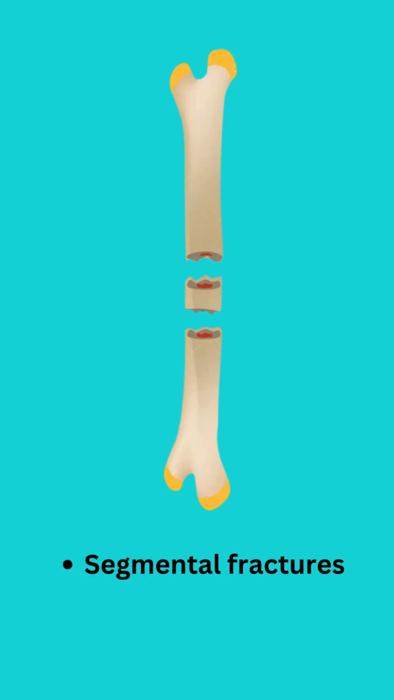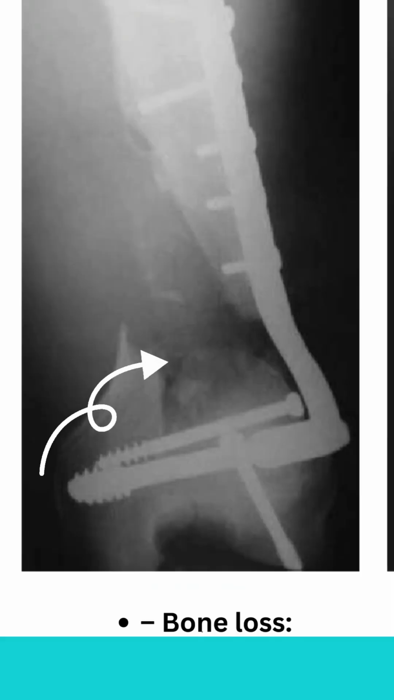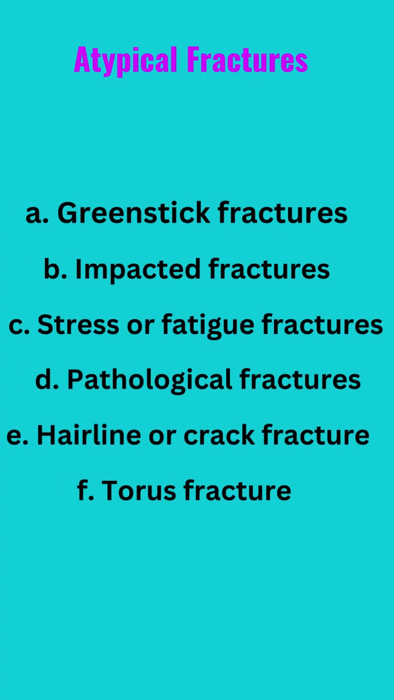Segmental fractures: a fracture can break into segments, and the segment could be 2-level, 3-level, and a longitudinal split or comminuted. Bone loss: this could be a less than 50% bone loss, more than 50% bone loss, or a complete bone loss.